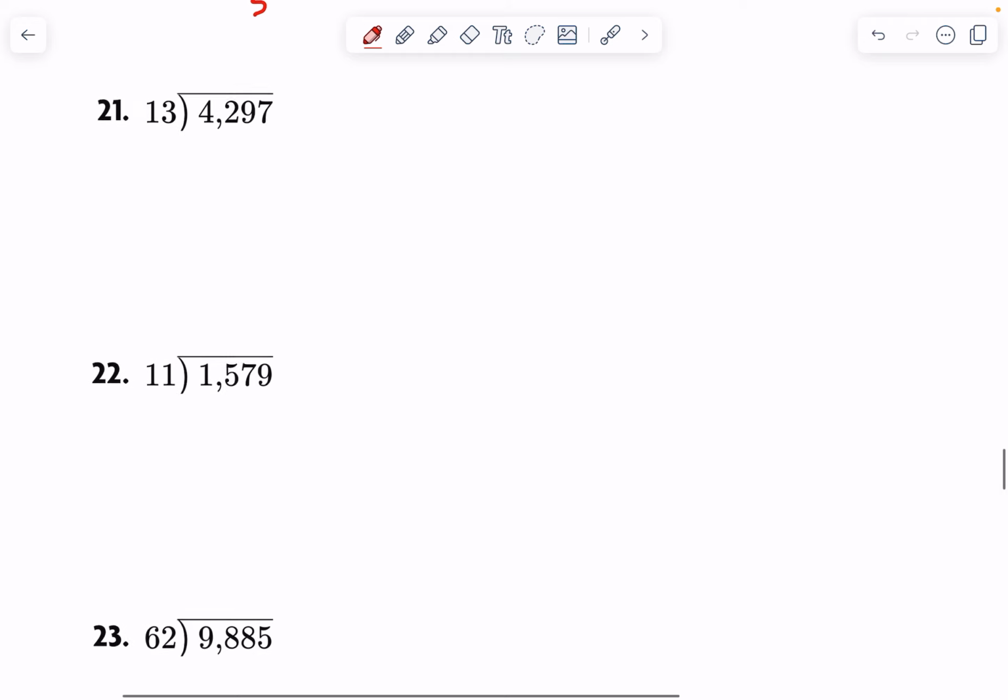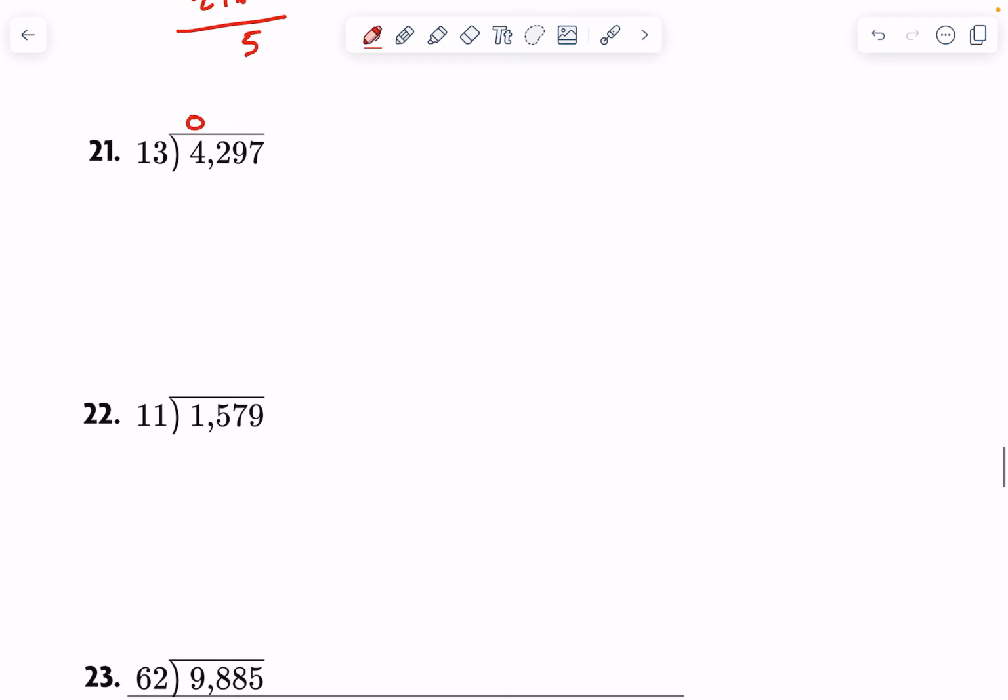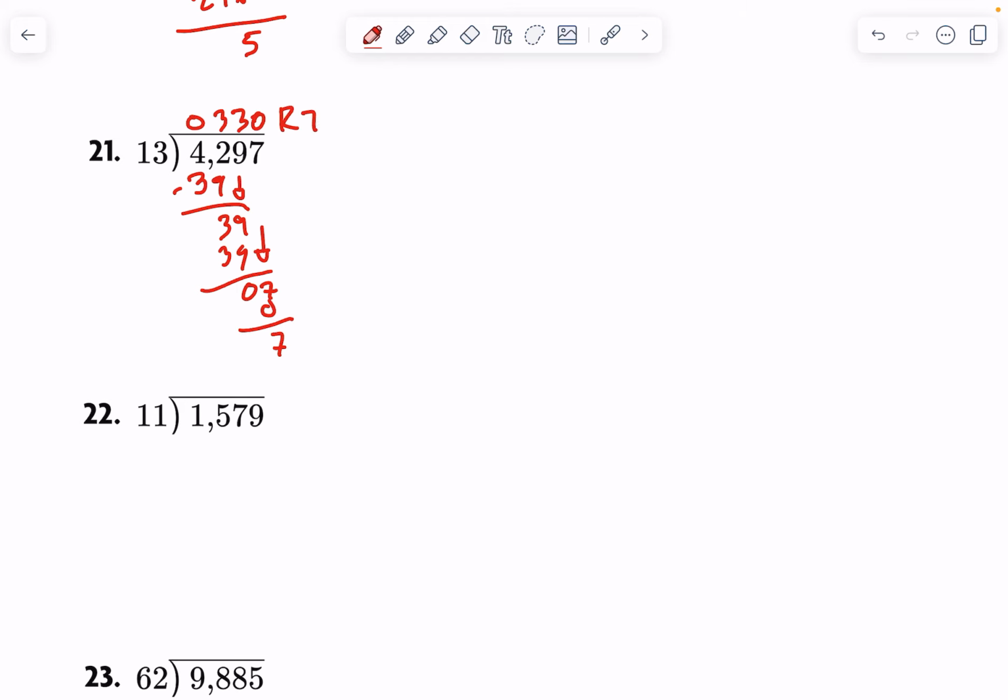Now 21. 13 goes into 4 0 times. 13 goes into 42 about 3 times, right? 13 times 3 is 39. And then this is 3. Bring down this 9. So this is 3 again. This is 39. 0. Bring down the 7. 13 goes into 7 0 times, and then 7 again. Remainder 7. Okay? So this is where we're at.